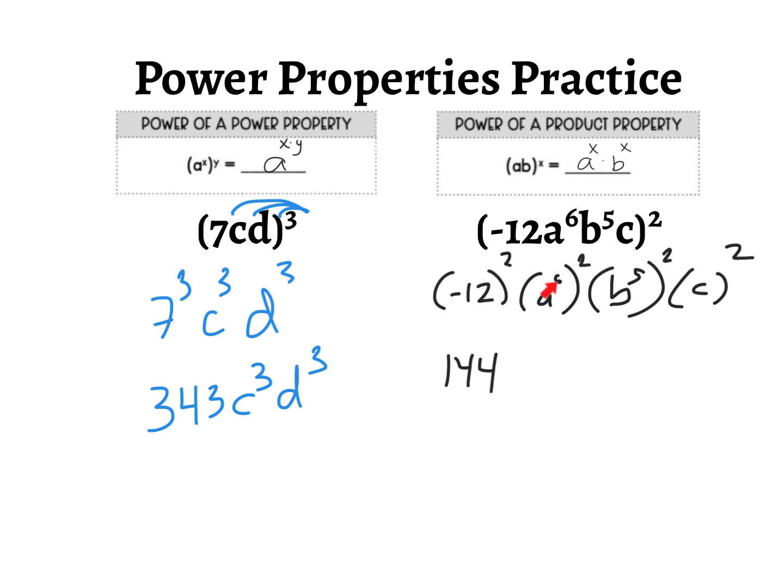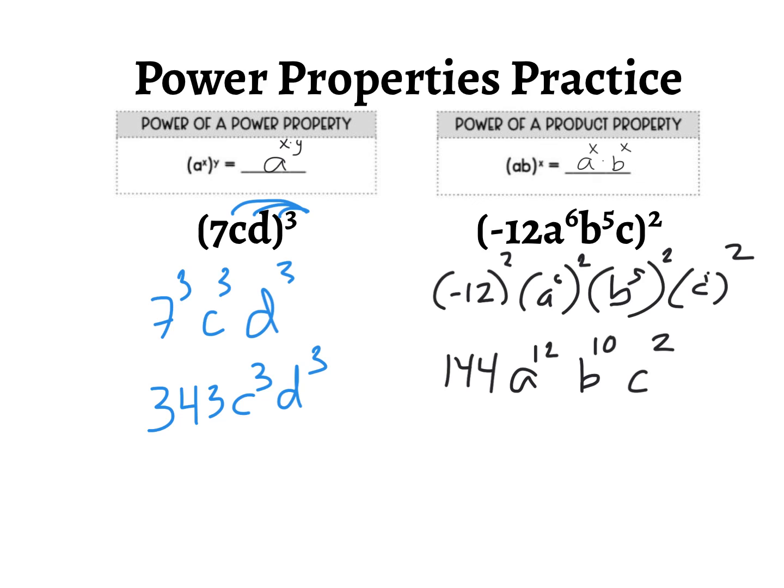A to the 6th power to the second power, right? An exponent raised to another exponent means you multiply. 6 times 2 is 12. So this is a to the 12th power. B to the 5th to the second means we multiply 5 times 2. So we get times b to the 10th power. And then lastly, c to the 1 power. Technically there's a 1 here that I can add. Raised to the second power, 1 times 2 is 2. So we have c squared.